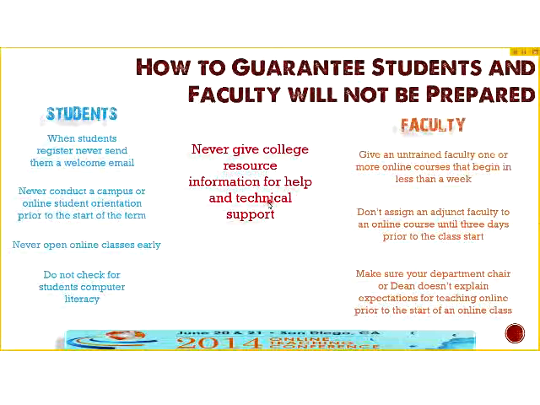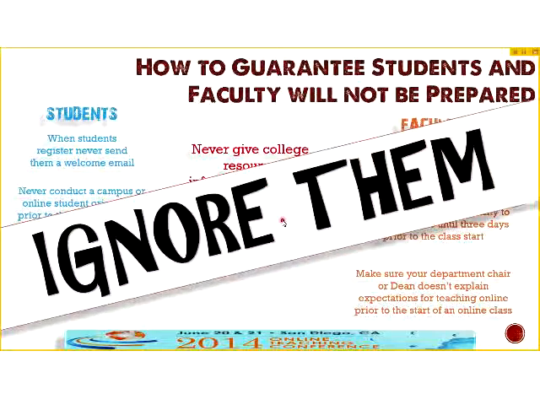Now, the big one for both of them is never give college resource information for help and technical support. If both groups, the faculty and students, don't understand where to go to get help and to get resources in order to make them feel better that they have more support, then they're guaranteed not to be prepared. And as an overall statement, take all of these things that we're talking about here and do an overall statement. This is a one word, two words that's going to guarantee that they're not going to be prepared.